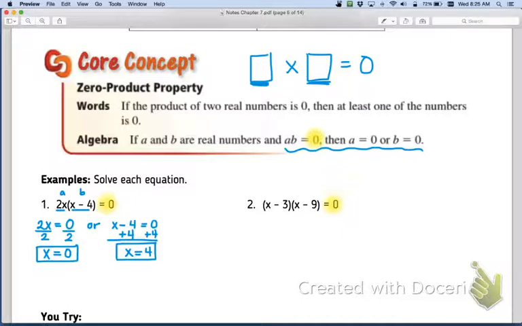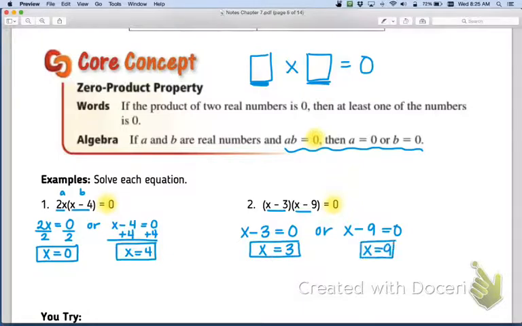Number 2 is very similar. Here's my two factors, x minus 3 and x minus 9. So again, that means x minus 3 equals 0 or x minus 9 equals 0. We can solve these equations pretty easily in our head. Add 3 to both sides, I get x equals 3. There's one. Add 9 to both sides, I get x equals 9. There's the other one. Okay?